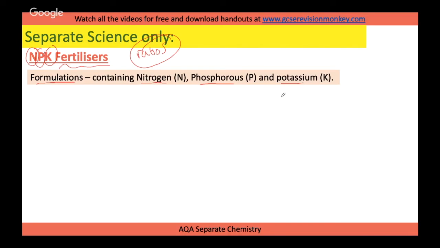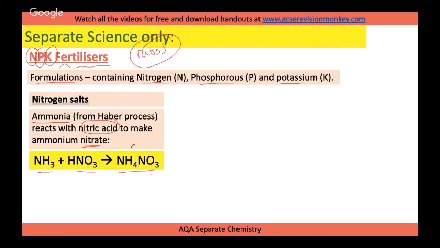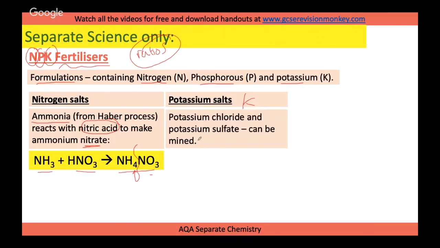phosphorus and potassium. To get the nitrogen salts, we can use the ammonia that we've just made in the Haber process, react it with nitric acid, and then we can make ammonium nitrate, and we can put a certain percentage of that in our fertiliser. So ammonia plus nitric acid making ammonium nitrate. So ammonium is NH4. For potassium salts, which is the K salts, we could mine, so dig up potassium chloride and potassium sulfate, which occur naturally.